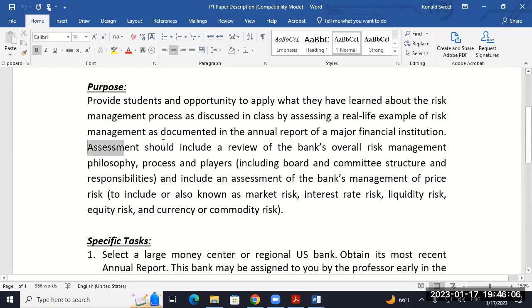So you're going to do an assessment of a bank's overall risk management and price risk: market risk, interest rate risk, liquidity risk. It depends on what they call it. They call it all different things. It's those kinds of things where the market price of something moves. So what happens to bond prices when interest rates rise? Bond prices fall. Interest rates rise, bond prices fall, that's a price risk.